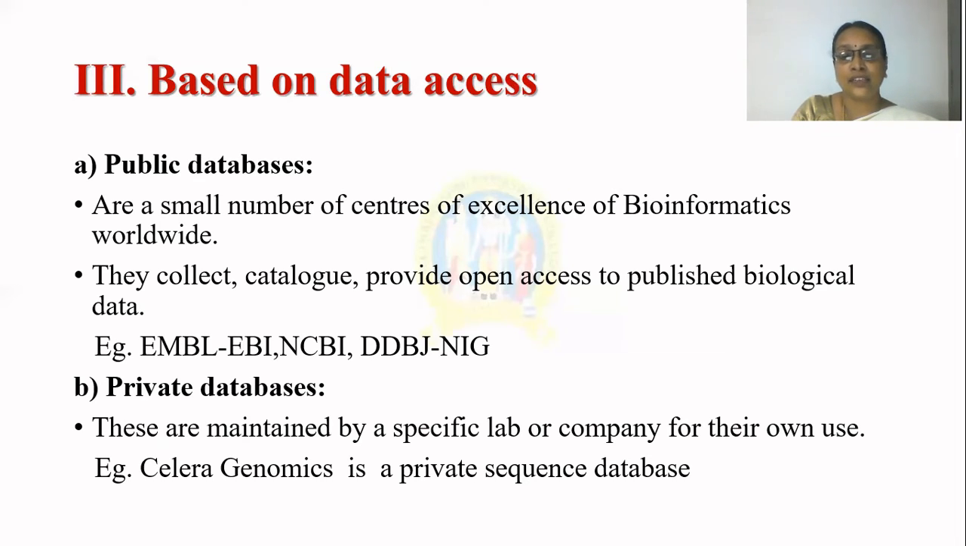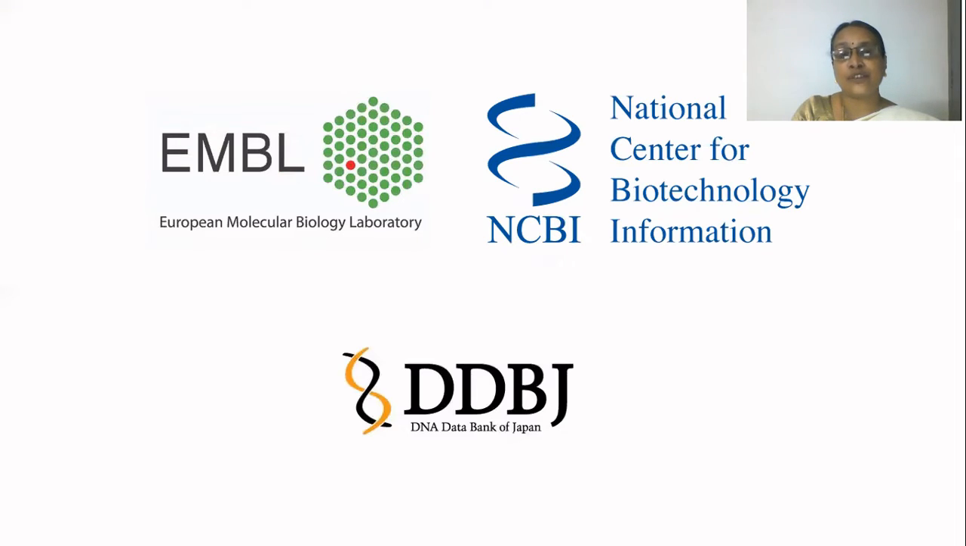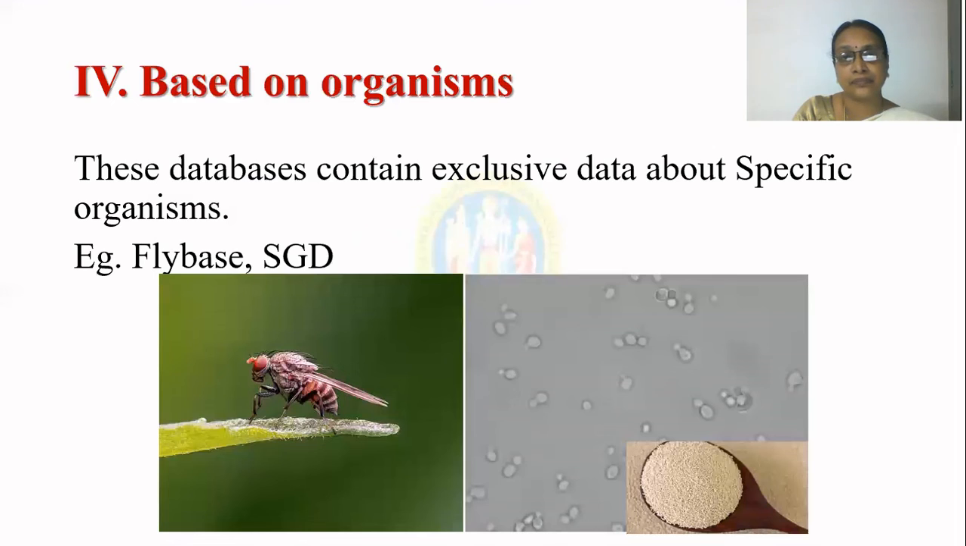The second category is private databases. These databases are maintained by a specific lab or company for their own use. Example is Celera Genomics. It is a private sequence database. This genomic company was very famous during the Human Genome Project research endeavor. Here we are finding the logos of the prominent public nucleic acid genome sequence databases.